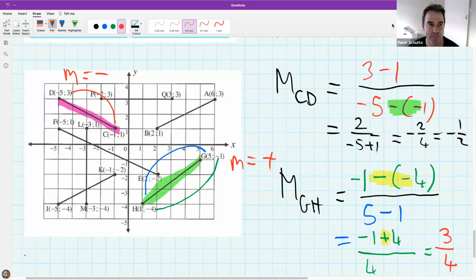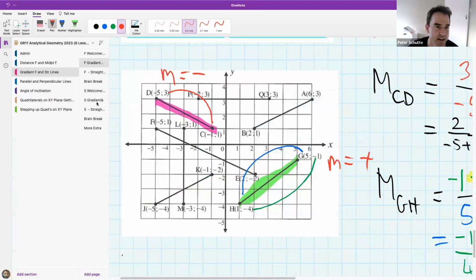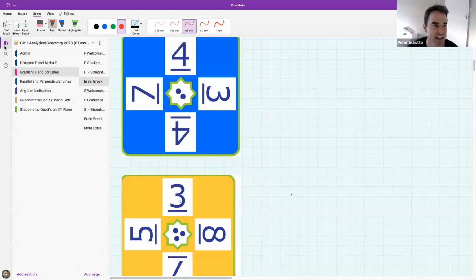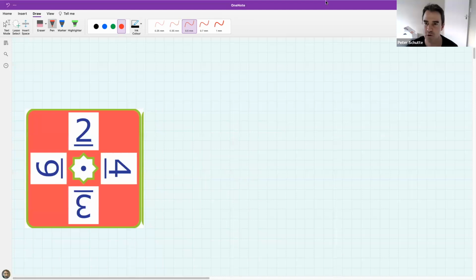Okay, let's do a little math 24. Just for a little break, can you make 24 using these 4 numbers?